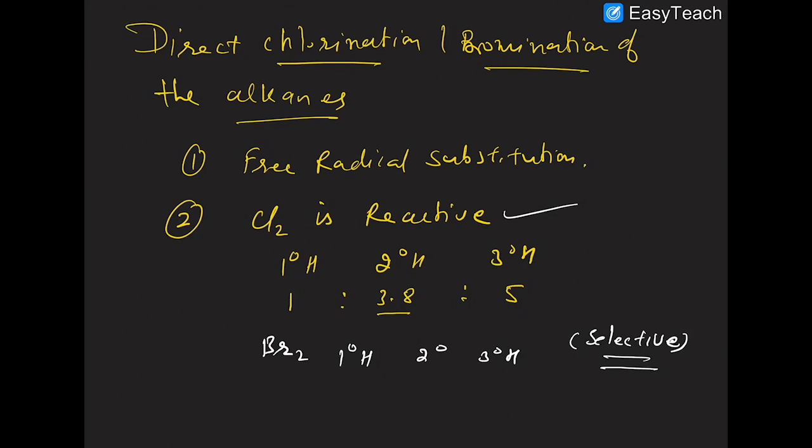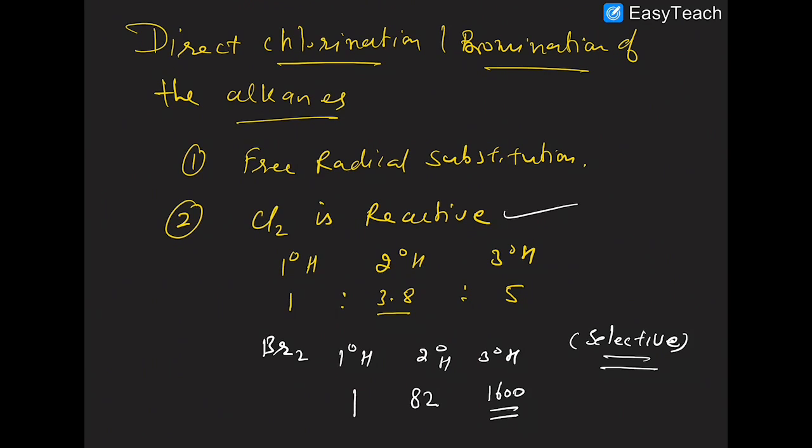Because if the substitution of primary is 1, substitution of secondary hydrogen will be 82 times and substitution of tertiary hydrogen will be 1600 times. So here in case of bromination, tertiary hydrogen is preferred 1600 times more than the primary, and secondary hydrogen is preferred 82 times than the primary, and tertiary is preferred 20 times better than the secondary. So all these things you have to memorize so that you are able to give the right answer.